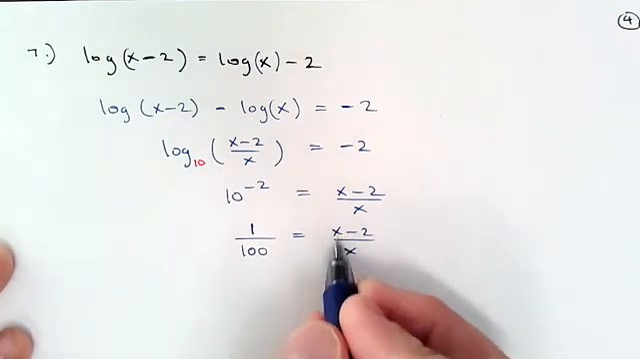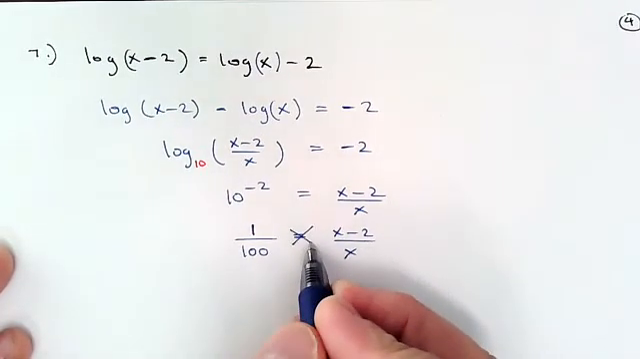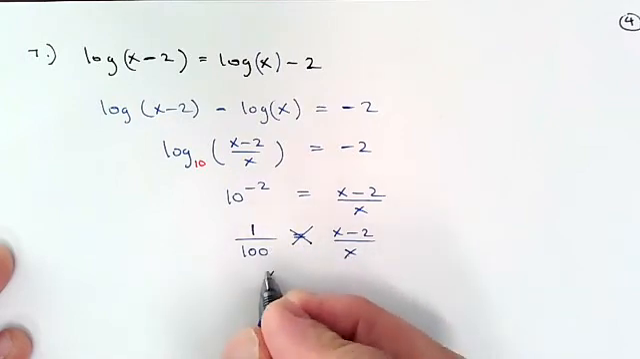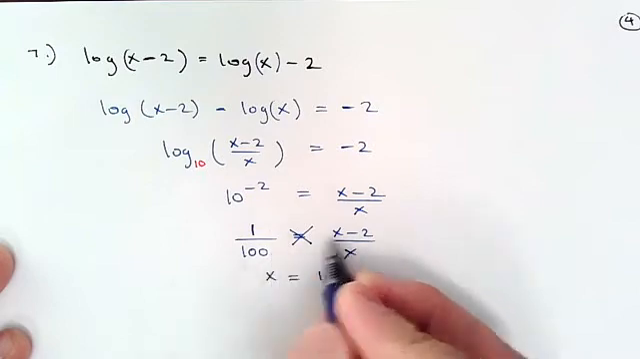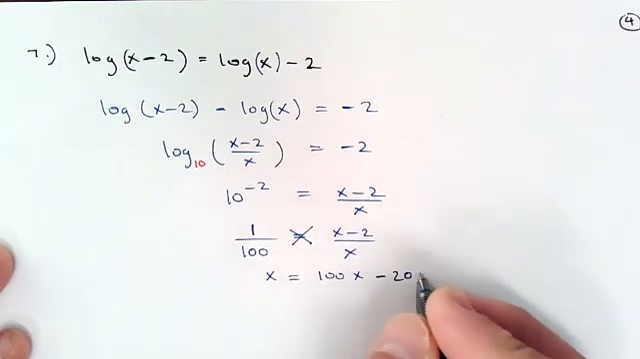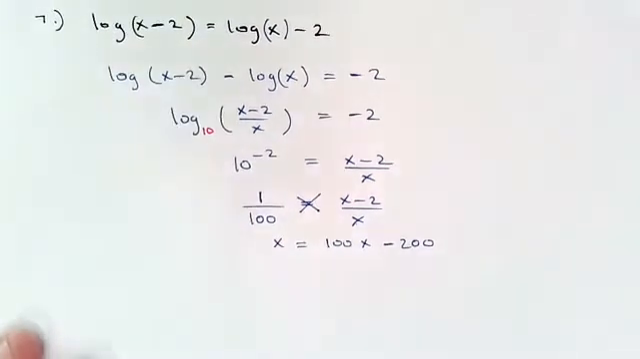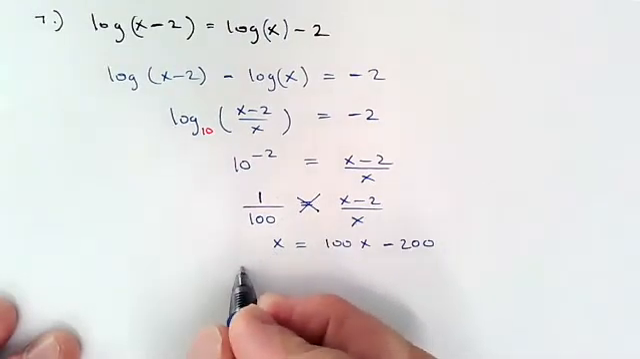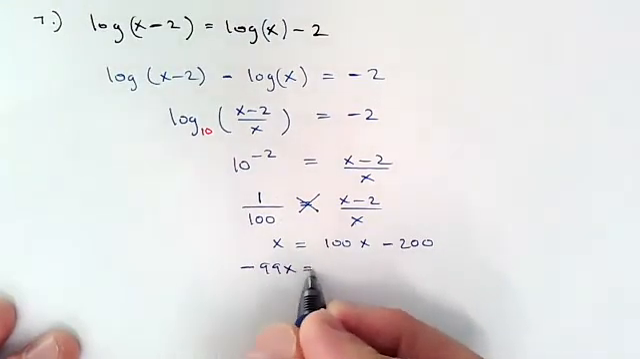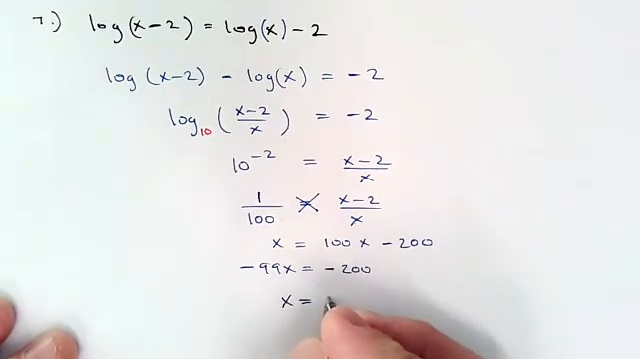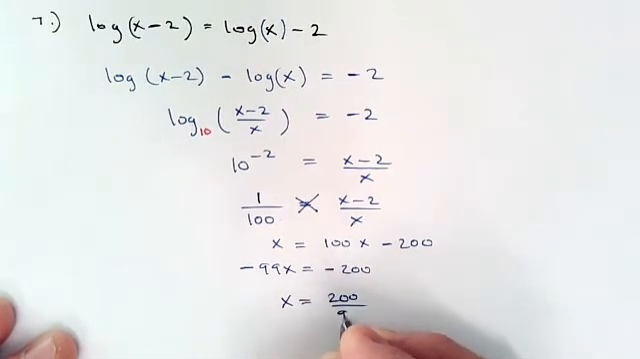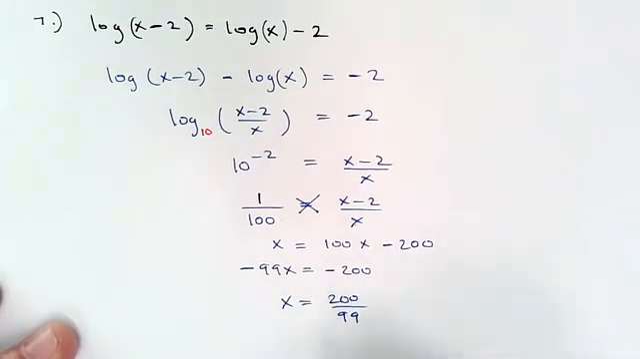And if you've got a fraction equals a fraction, you can cross multiply. So that gives me x equals 100x. Got to distribute this 100 to both of them, minus 200. If I subtract that over, I have -99x equals -200. So x would be positive 200 over 99.